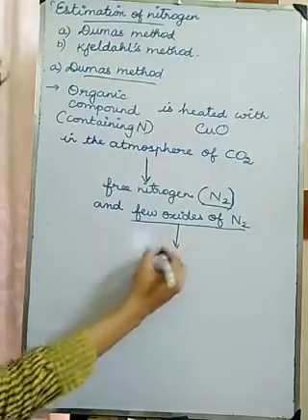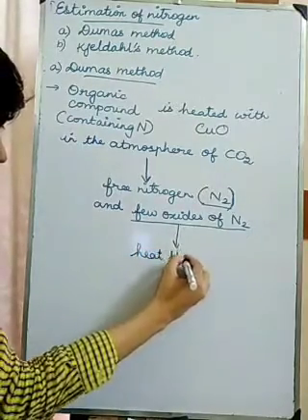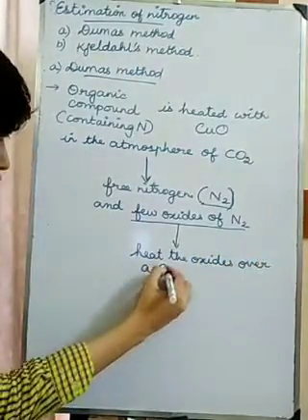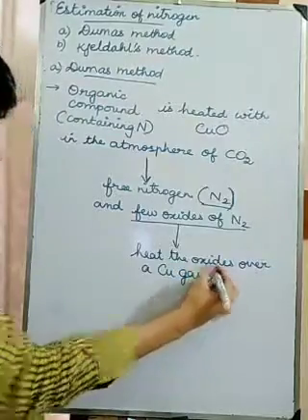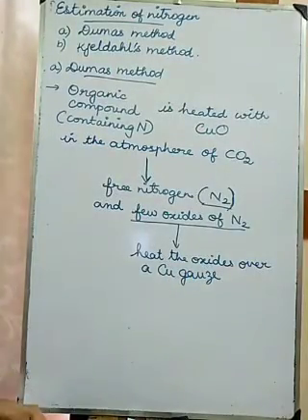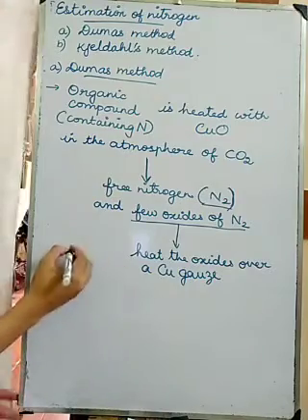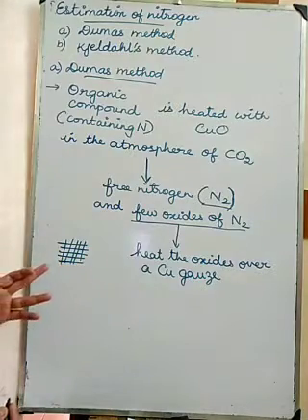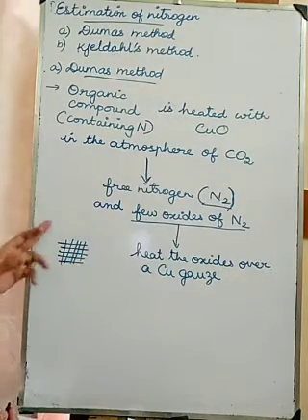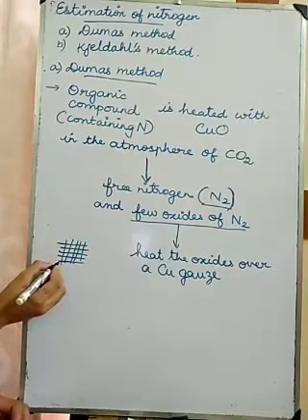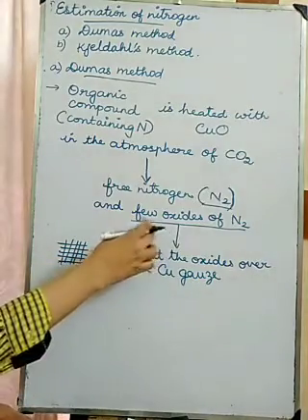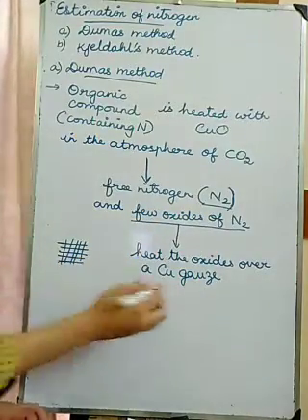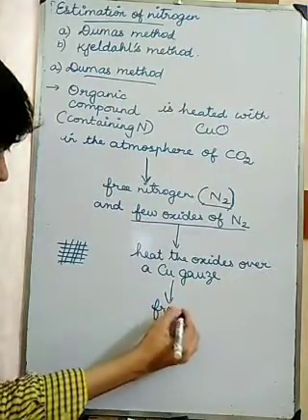You have to heat these oxides over a copper gauze. What do you mean by copper gauze? Copper will be in the form of a wire gauze, like this. It will be in hot condition. So when you pass these oxides of nitrogen over this hot copper wire gauze, again you will get free nitrogen.